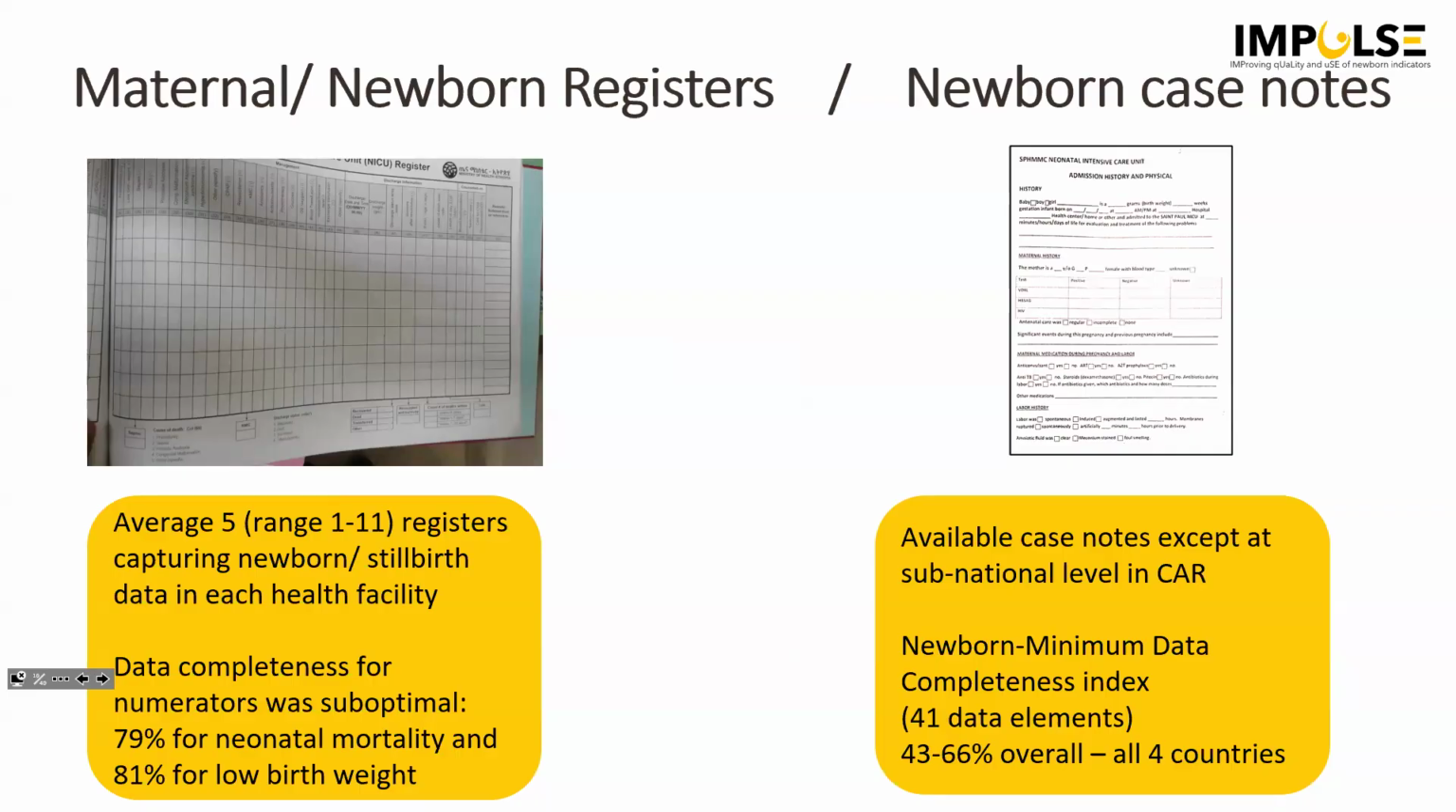Here we looked at data quality in the newborn register, and on the left, a newborn case note. What we found is that on average there are 5 registers capturing newborn or stillbirth data in each facility. Data completeness for the numerator was suboptimal, around 79% for neonatal mortality and 81% for low birth weight. Neonatal case notes were not available, except at the subnational level in Central African Republic, and the newborn minimum data completeness index showed only 41 data elements, ranging between 43 and 66 overall in all countries.